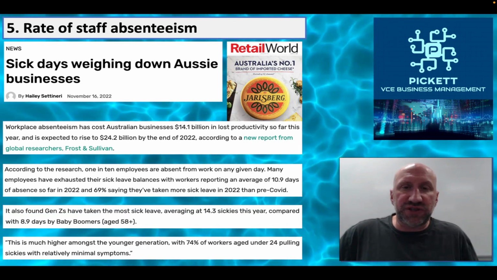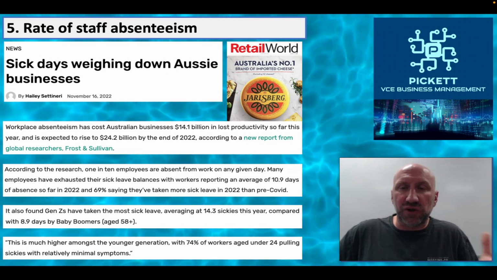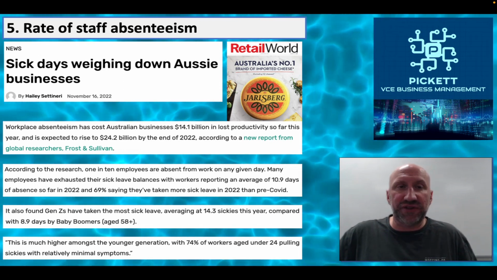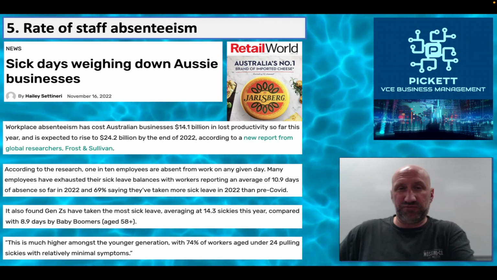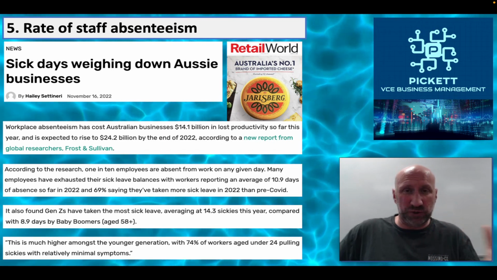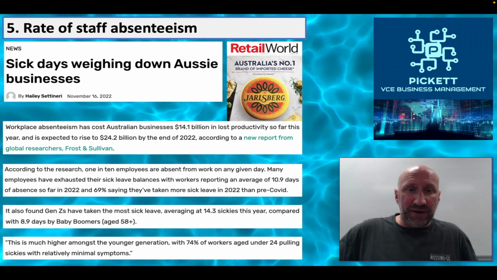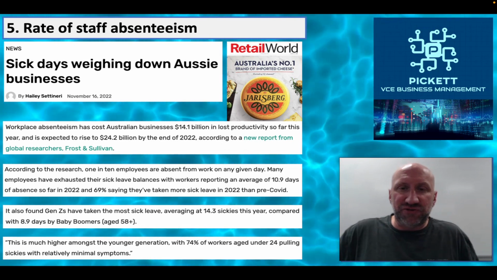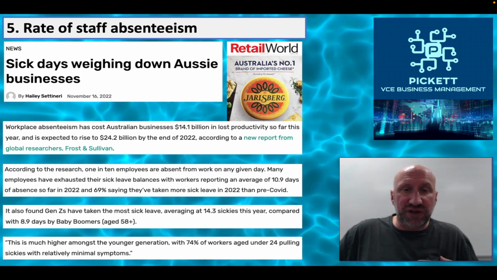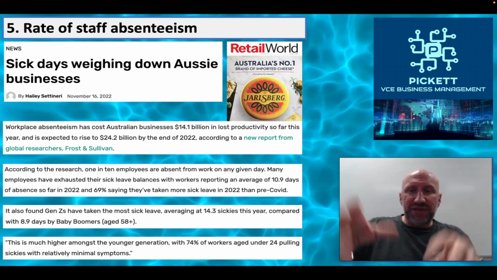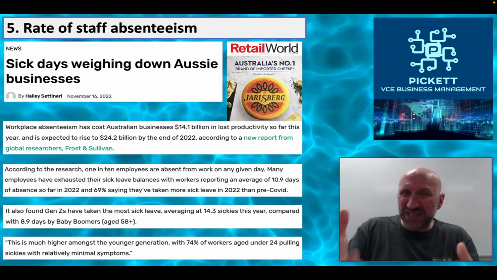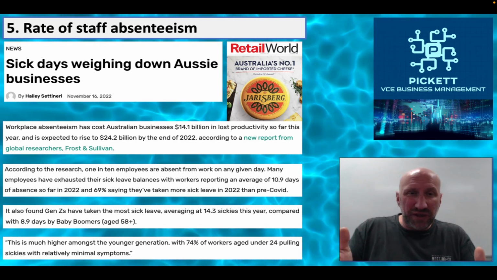Workplace absenteeism has cost Australian businesses $14 billion in lost productivity so far this year. So this is back end of 2022, so this is talking about 2022 figures. According to research, 1 in 10 employees are absent from work on any given day. That seems really high to me. And again, that's in retail. Remember, this is focused on retail.